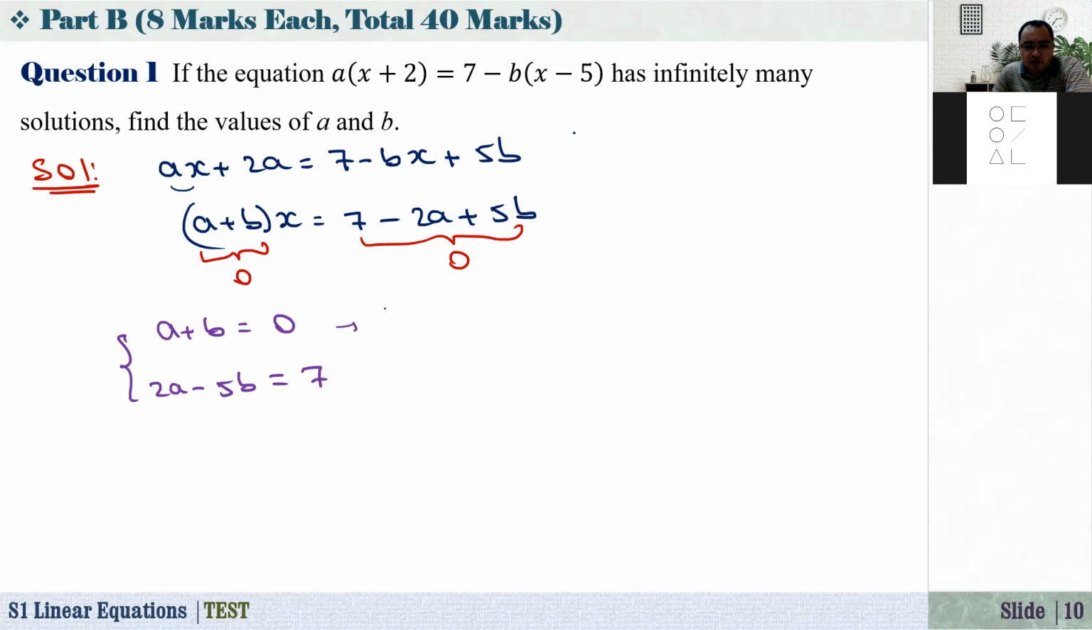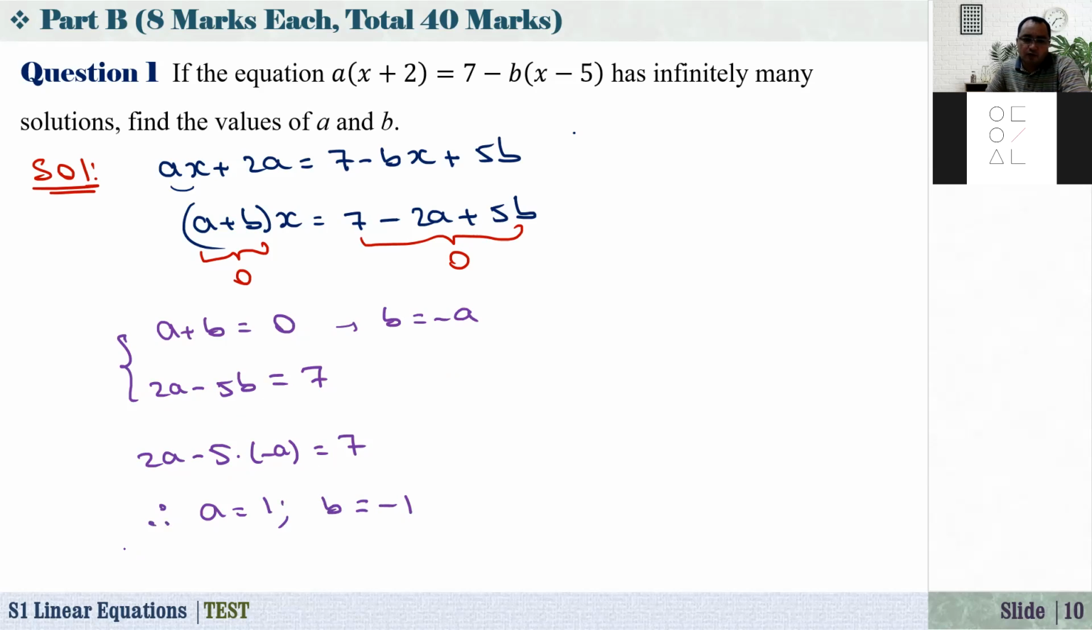From the first equation, b is equal to minus a. Substitute here: 2a minus 5 times, what is b? Minus a. That's equal to 7. Minus 5 times minus a is plus 5a. 2a plus 5a is 7a. So a is equal to 1. If a is equal to 1, b is equal to -1.